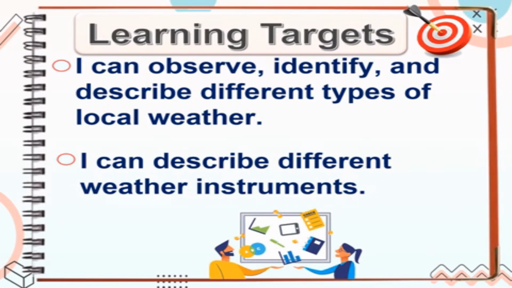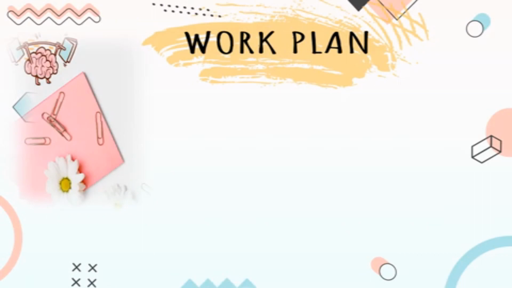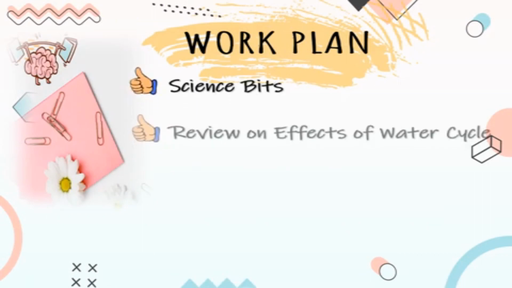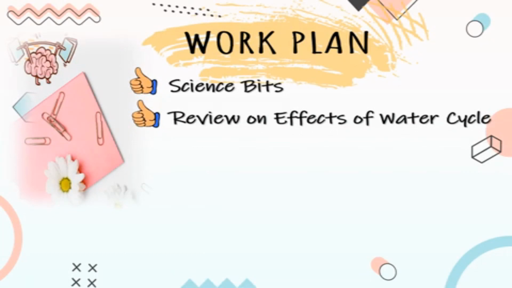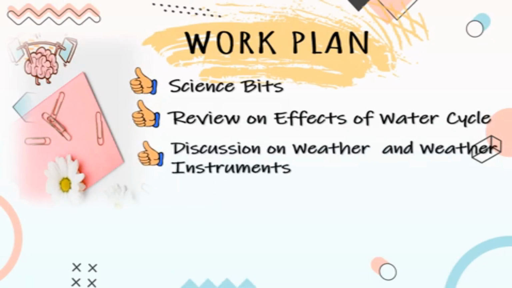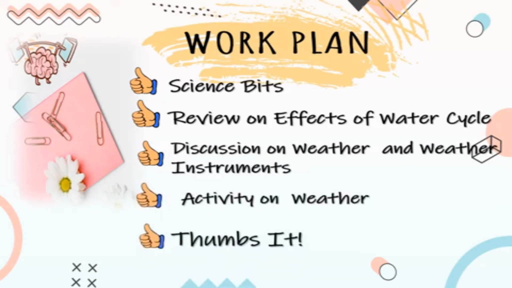Let's read our learning targets for today. First, I can observe, identify, and describe different types of local weather. I can describe different weather instruments. Now let us read our work plan. First, science bits. Review on effects of water cycle. Discussion on weather and weather instruments. You'll have your activity on weather and then thumbs in.